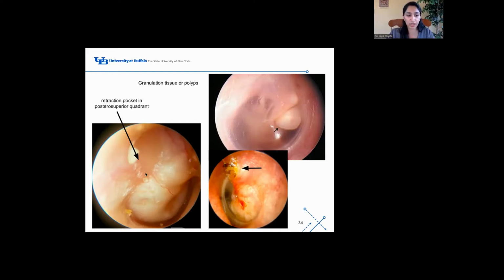And this bottom right photo shows what looks like yellow crusting and debris in the attic of the canal and on part of the TM instead. So it doesn't always look like this pearly white mass, but it can erode further through and sit on top of the tympanic membrane.